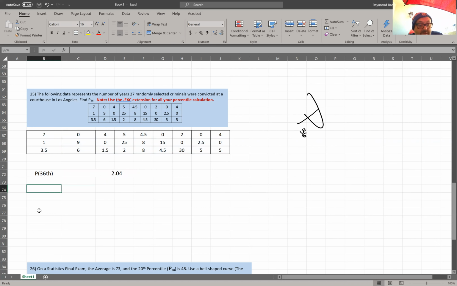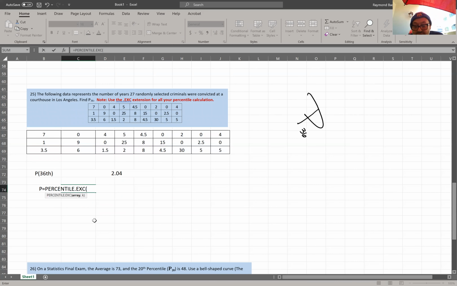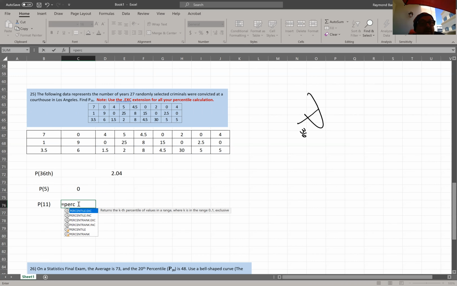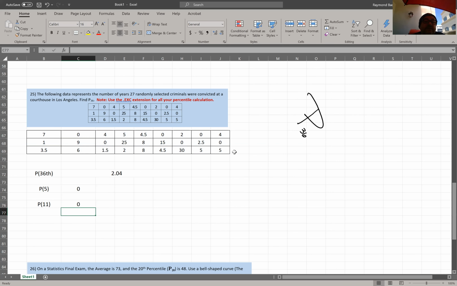If you were to find the 5th percentile, you would type percentile, and first I have to select the numbers, don't forget, and then comma. Now you say 5th percentile, which is 0.05. Let's see what that will be. Yep, that's 0. Let's see the 11th percentile, P11. Select the numbers. The 11th percentile is 0.11. Still 0.